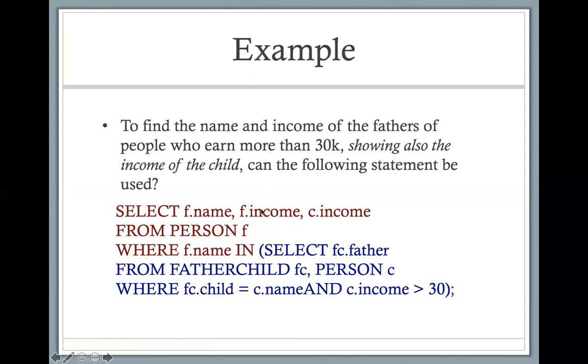So there is an issue with this query because of, again, scope. I'm allowed to refer to anything in the outer query from the inner one, but not vice versa. So this C is only defined in the subquery, in the inner query. I cannot refer to it in the outer query. I cannot come here and say select C.income where C is defined in the inner query. That's not allowed. It will give me an SQL error. Okay.